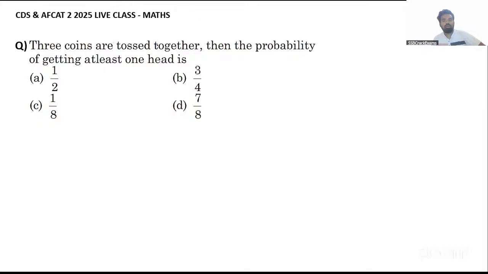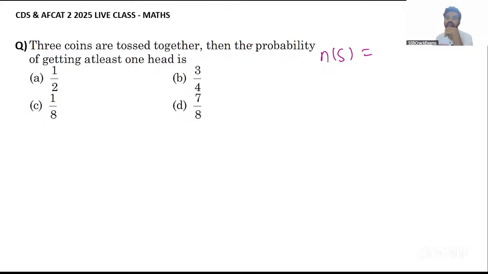3 coins are tossed together. Now, since 3 coins are tossed, tell me the number of elements in the sample space. Write in the chat box, or you can tell by unmuting as well. 3 coins are tossed together, then the number of elements in the sample space will be. Just apply the formula that I told you.